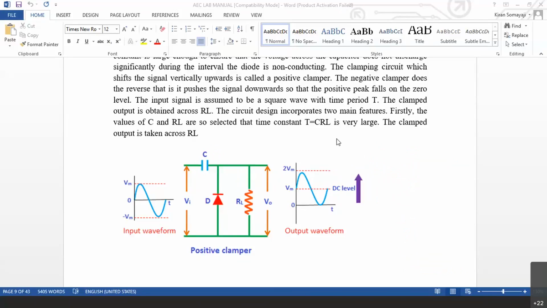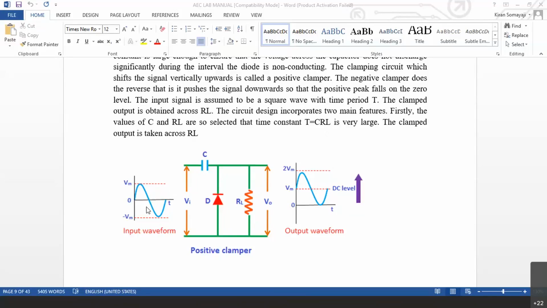No. So remember, for the clamper to work that way, one condition is a must. That is, tau must be much larger than T. That means the period of the waveform must be much less than the time constant. Otherwise, what will happen? The capacitor will discharge.